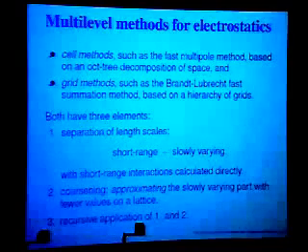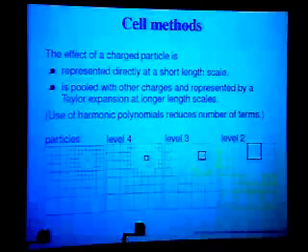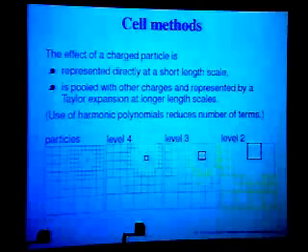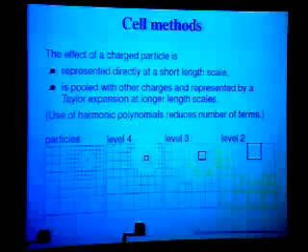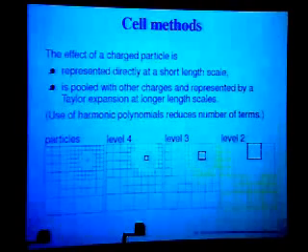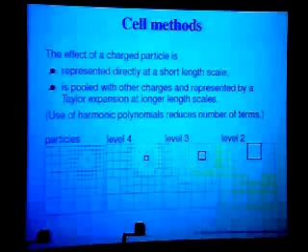The difference between these two types of methods, between the cell methods and the grid methods, is based upon the way in which they separate length scales. So let me begin with cell methods, such as the fast multipole method. For every interaction, that is, for every pair of particles, the interaction is represented either directly at the finest level, or at the bottom of the octree, or at the next level up in the octree. So every interaction is represented once at one of those levels.